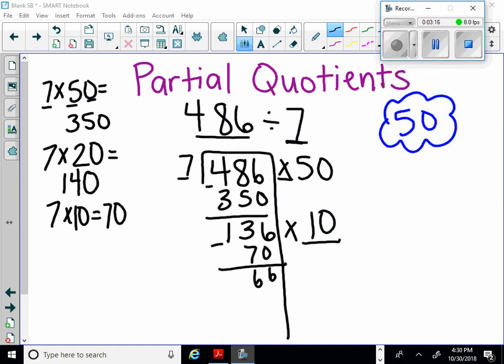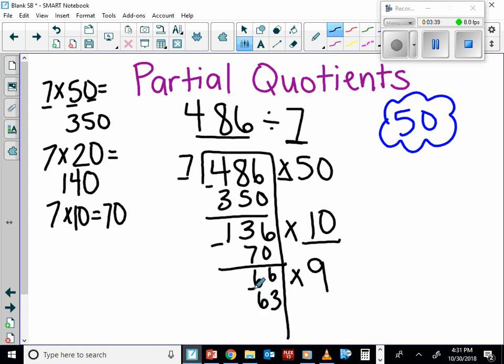So I need to ask myself, I need to get as close to 66 as I can without going over. Well, 7 times 5 is 35, 7 times 6 is 42, 7 times 7 is 49, 7 times 8 is 56, 7 times 9 is 63. Perfect. And getting closer than that. Okay, I'm going to write my product over here, my answer to my multiplication problem. 6 minus 3 is 3, 6 minus 6 is 0.